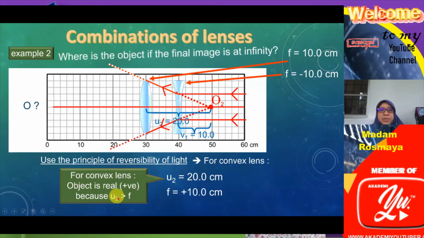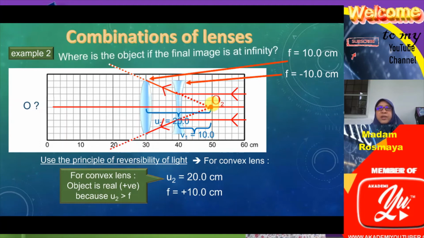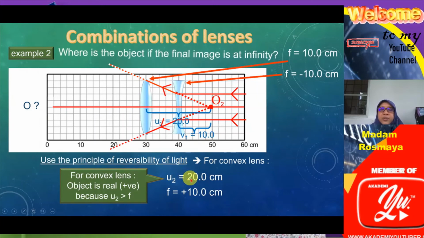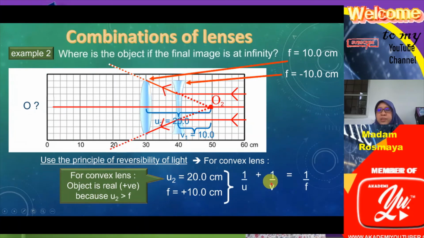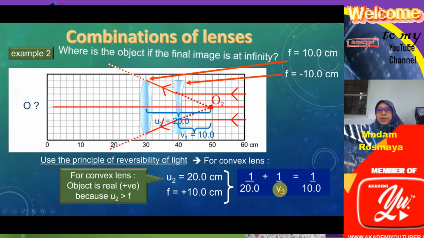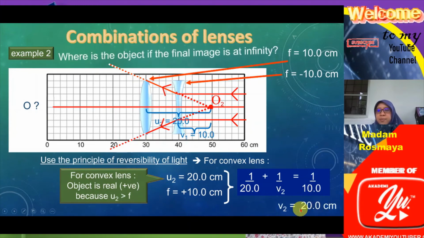So this 20 cm is larger than the focal length. If the object distance is larger than the focal length, the image formed is always real. The object is also real, so that's why it is positive. Now we substitute into the equation. U is positive, V2 is unknown, and we substitute the focal length of 10 cm. So V2 is 20 cm. We get positive because the image is real.